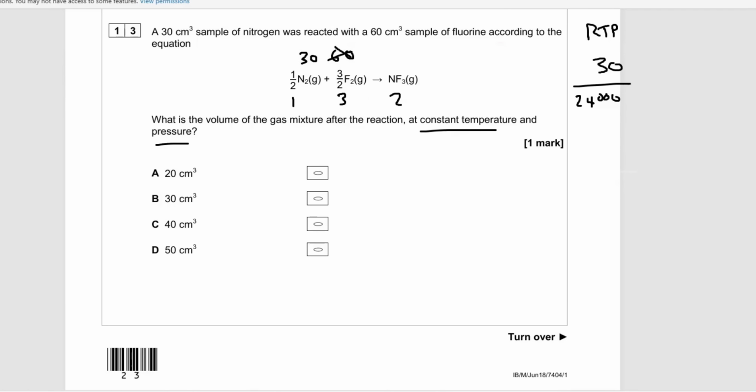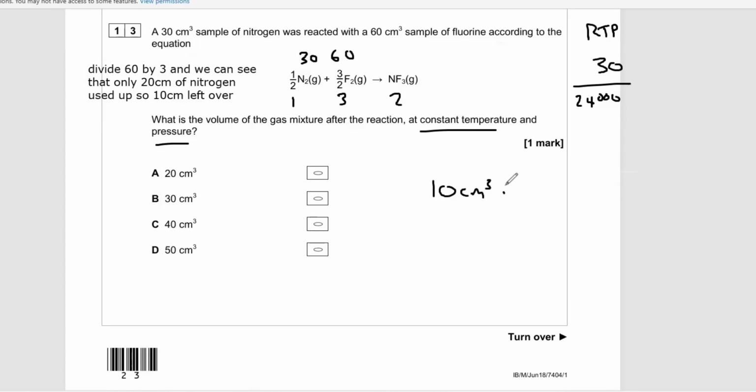And in fact, if I want to work out how much nitrogen is being used, I look at that 60 centimeters of fluorine. I know that's all going to be used, but how much nitrogen is going to be used? Well, divide the 60 centimeters by 3, and you get 20 centimeters. So it's going to need 20 centimeters of nitrogen because it has a ratio of 3 to 1. So 20 centimeters of nitrogen reacts with 60 centimeters of fluorine. So we don't have any fluorine left over, but we do have 10 centimeters of nitrogen gas left over, excess, at the end of this reaction.